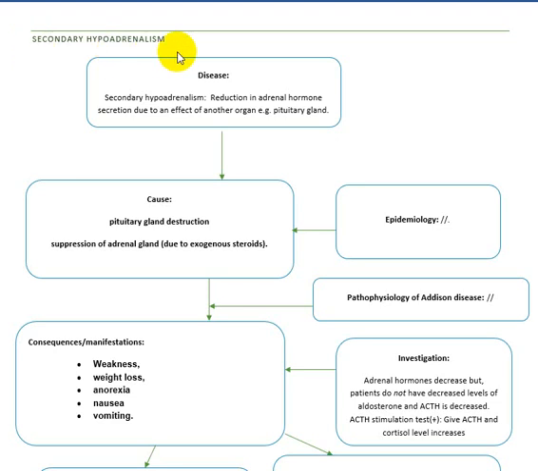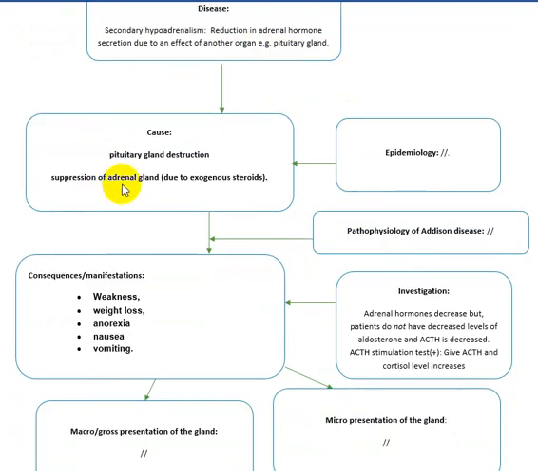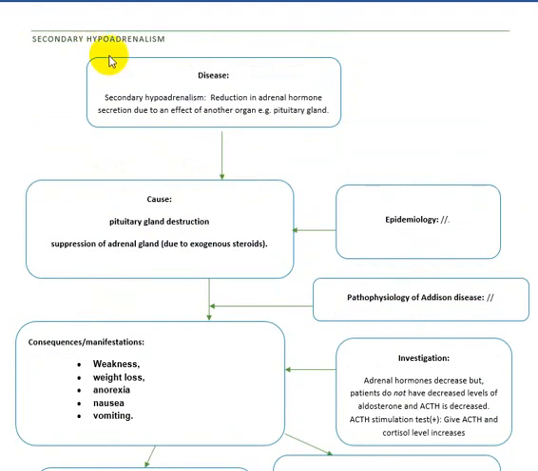Now, secondary hypoadrenalism is a reduction of adrenal hormone effect due to an effect of another organ, e.g. the pituitary gland, or suppression of the adrenal gland due to exogenous steroids. So with secondary, again, you can have an exogenous steroid, but here it's not withdrawal. It's when you take exogenous steroid that you have suppression of the adrenal gland. So you can have pituitary gland disruption or suppression of the adrenal gland due to exogenous steroid.